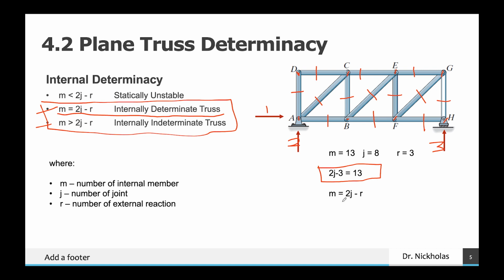So when the truss is an internally determinate truss, we can proceed with the analysis using one of 3 methods: the joint method, the section method, and also the alternative method. But this truss must be both internally and externally determinate. So this truss is internally determinate.